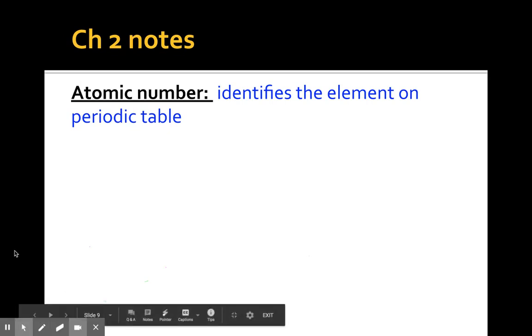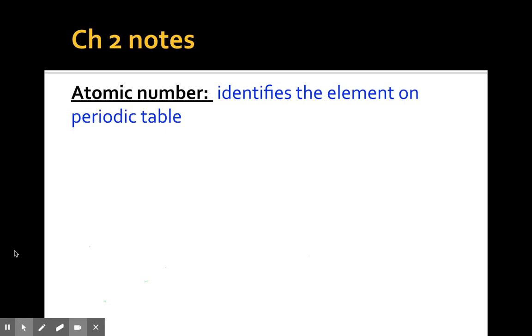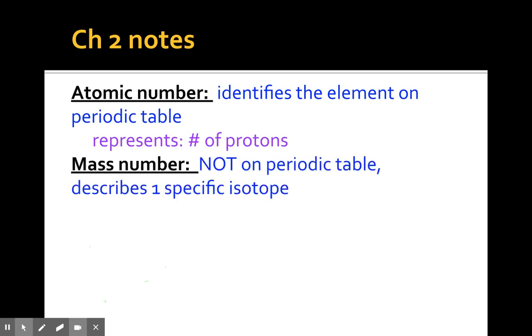Okay, last few terms that you'll write down today, and then we'll do more practice another day. Atomic number identifies the element on the periodic table. This number represents the number of protons. Mass number, which is not on the periodic table. The number listed on the periodic table is called the average atomic mass, not mass number. So you have to be super careful. Mass number is not on the periodic table, and it describes one specific isotope. Mass number is found by taking the number of protons and adding them to the number of neutrons.